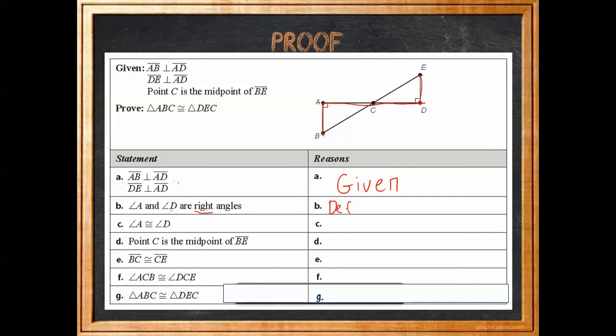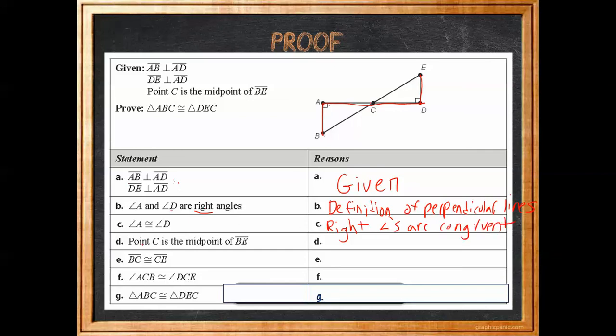Well, it's because of the definition of perpendicular lines. The definition of perpendicular lines is the reason that we know that these two are right angles. And now because we know that they're right angles, we also know that angle A is congruent to angle D. And how do we know that? Because right angles are congruent, always. That's how we know that.